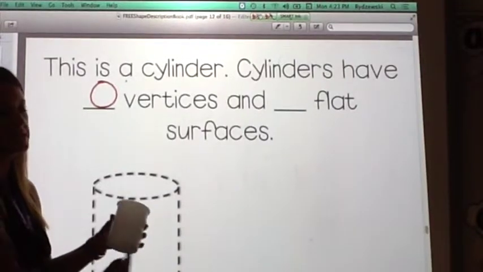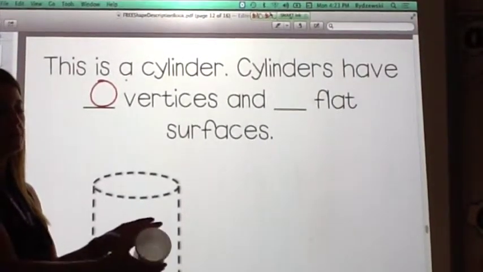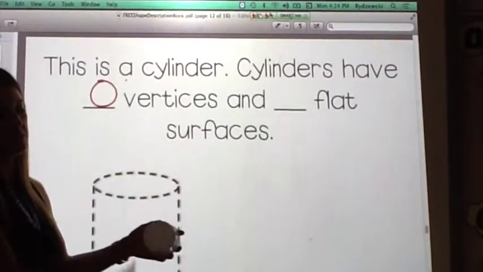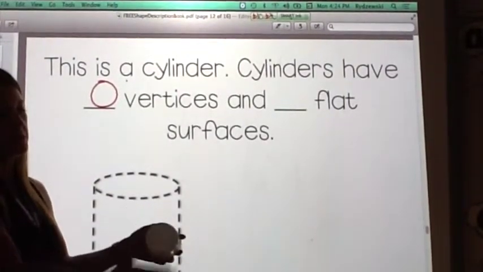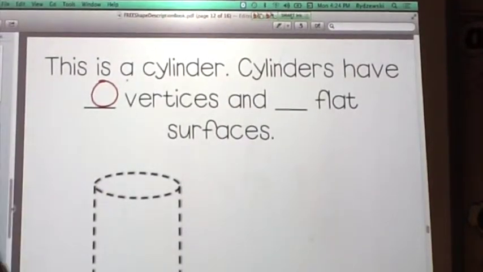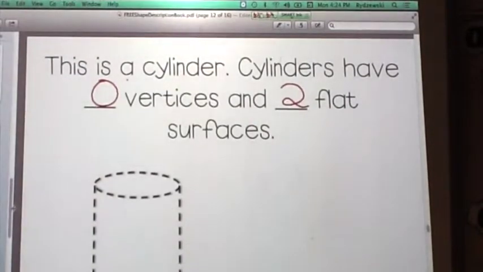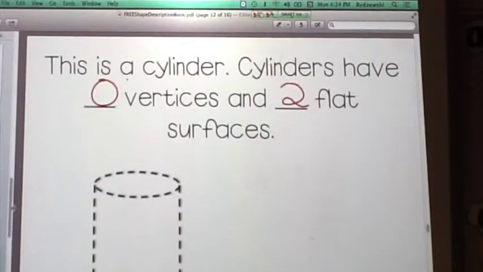I don't see any flat surfaces around the sides, but if you turn it to the bottom or you look at the top, you can see that this is one flat surface. There's one on the bottom and there's one on the top. So a cylinder has 2 flat surfaces. Fill in your blank for that, and then we'll get started with our tracing.